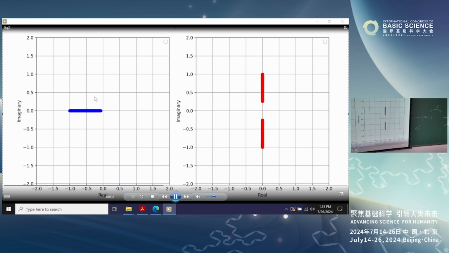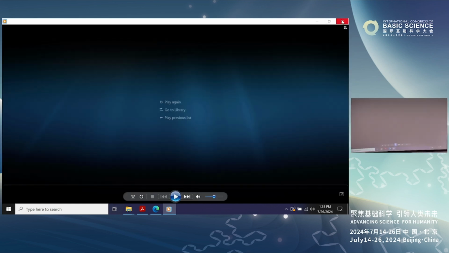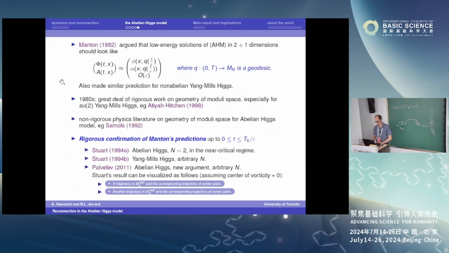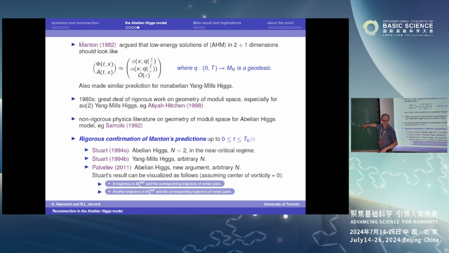So there it is. And okay, and so then moving on. And so Manton argued that low energy solutions of the Abelian Higgs model in two space dimensions should have the following structure. They should look like, so essentially this alpha is the, so here the one form has two components in the x directions and one component in the t direction. These are the x components and this is the t component. And so this would just be a point phi alpha in the moduli space. So I may choose a distinguished representative over here in the moduli space.